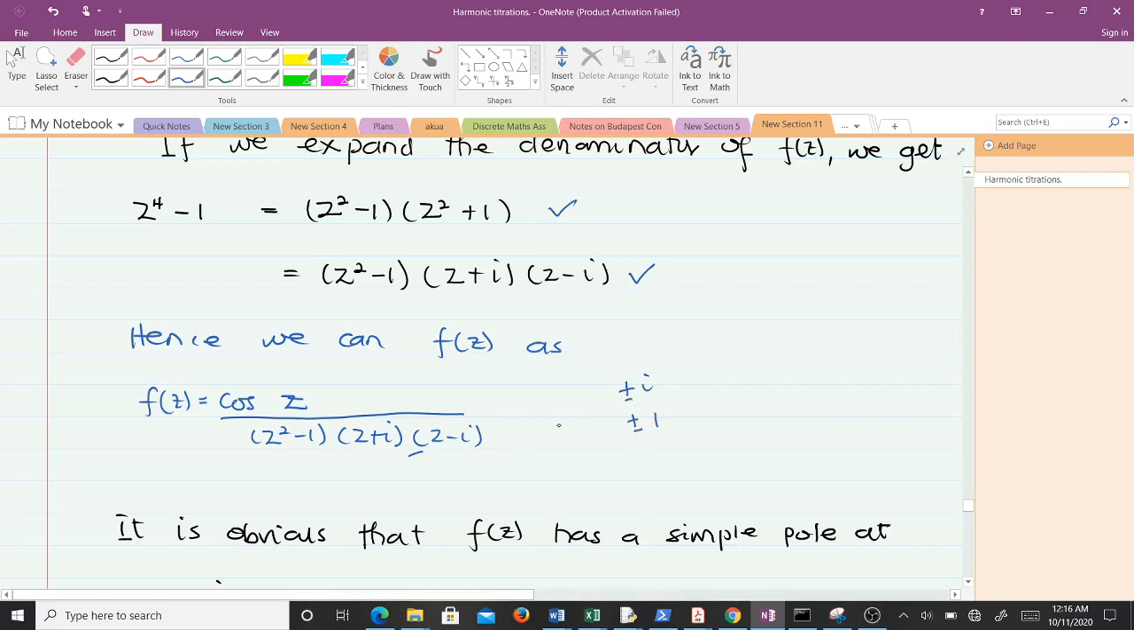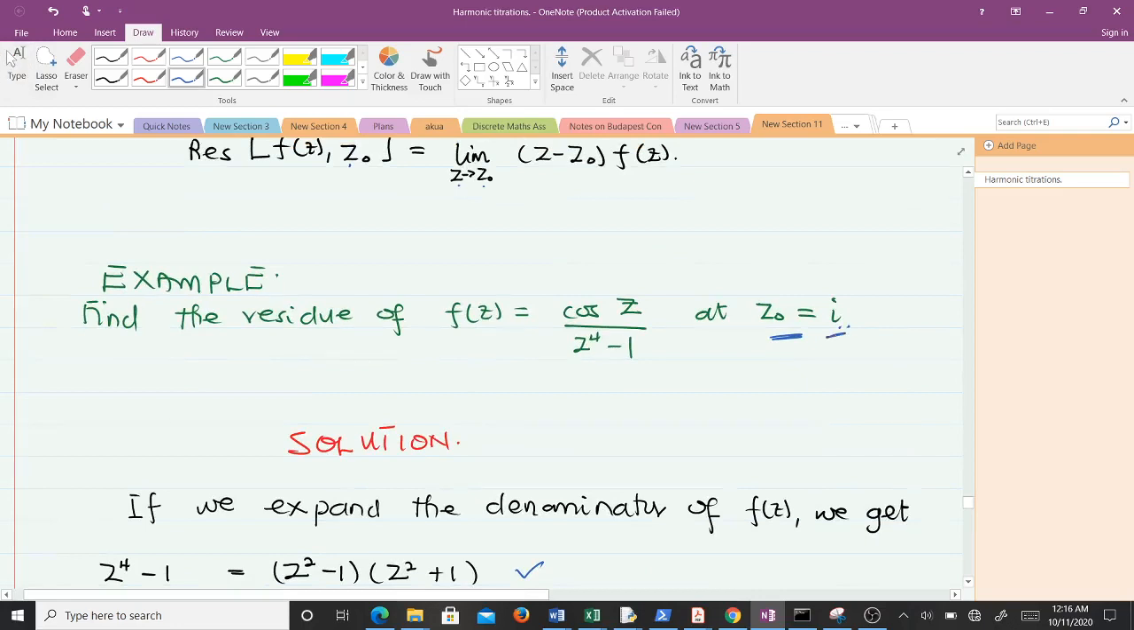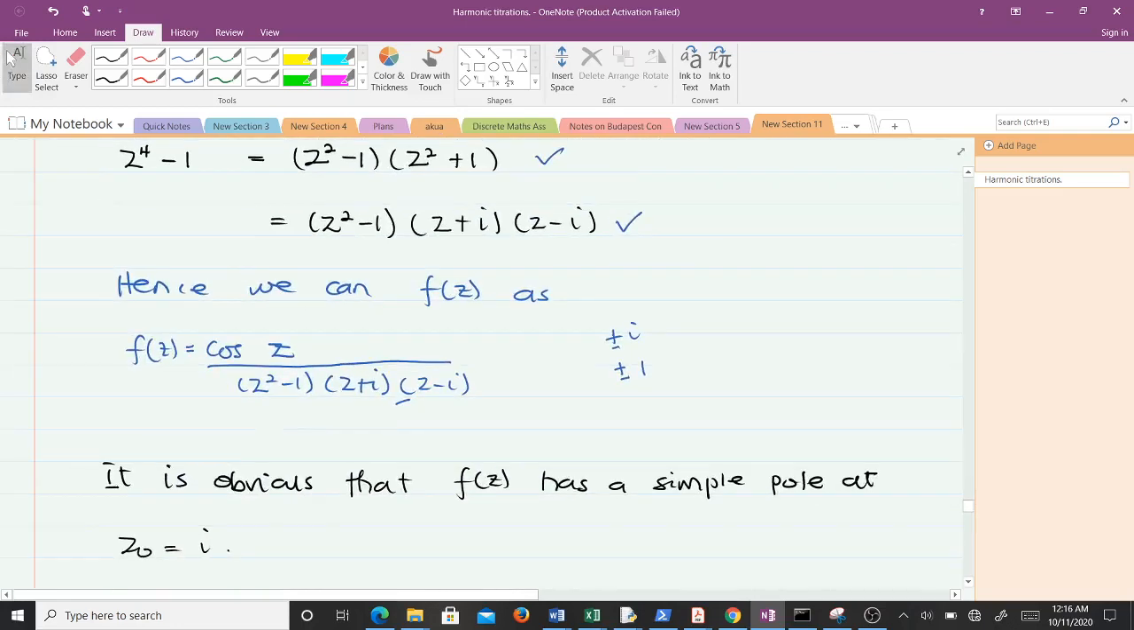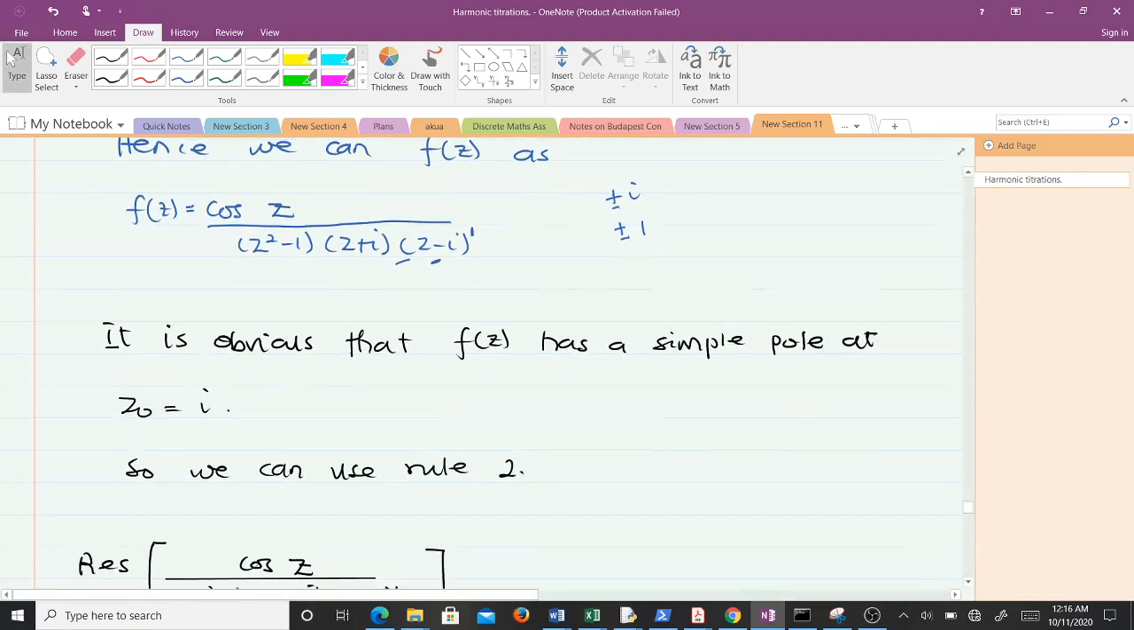But when it comes to our i, the one that the question gave us, you can see that we can find it here, because when z is i, this part goes to 0. So here it is a pole of order 1, because you have it raised to the power 1. That means z naught is a pole of order 1. It's a simple pole, so we can use rule 2 for it. That's what I've written here: it is obvious that f of z has a simple pole at z naught equals i, so we can use rule 2.